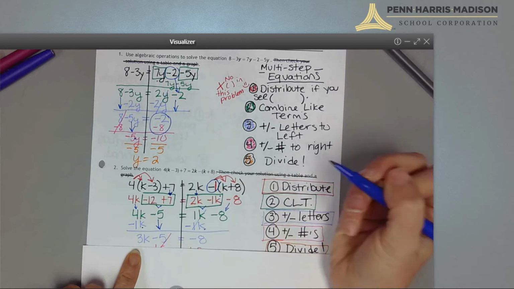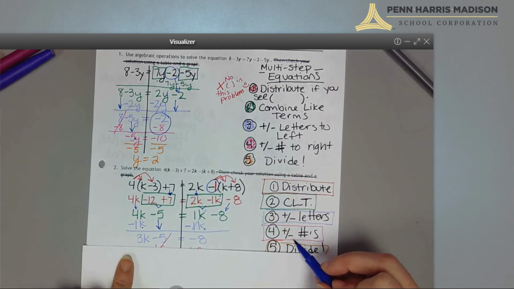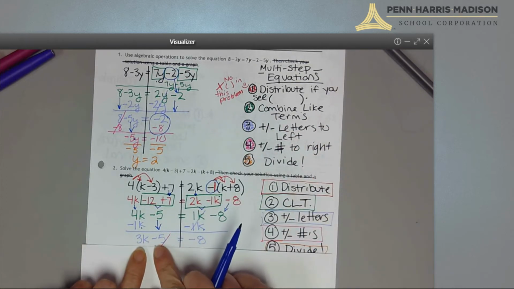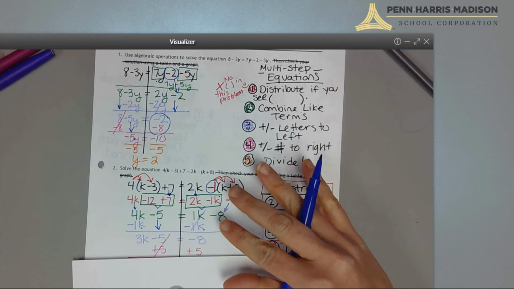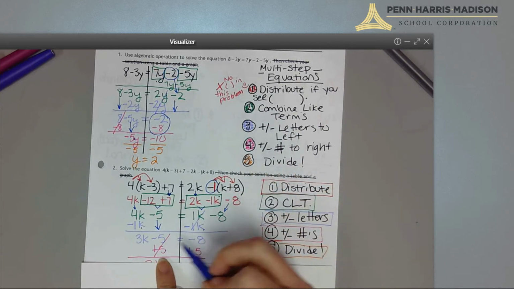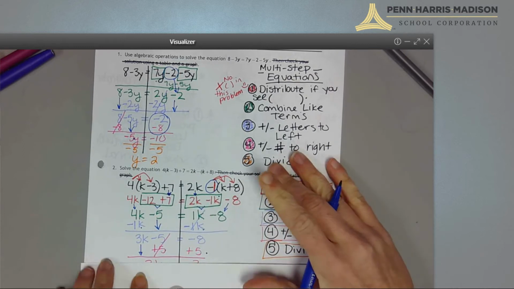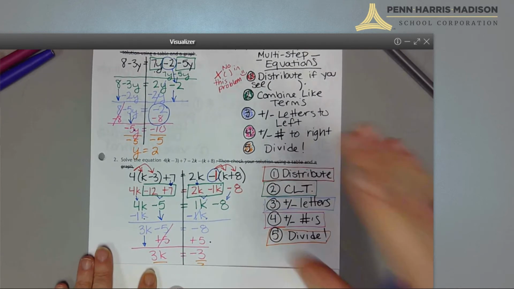Drop down that -5. Next step, plus or minus your numbers to the right. Get your numbers on the right. Okay, that means that -5 has to go, so I'm going to add 5. Because I add 5 here, I must add 5 here. Drop down your 3K. And I'm left with 3K equals -3.